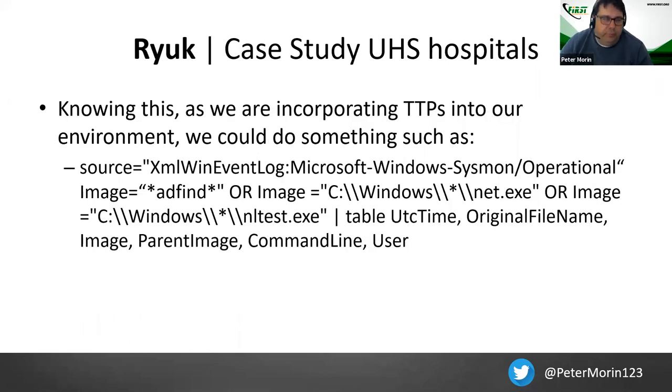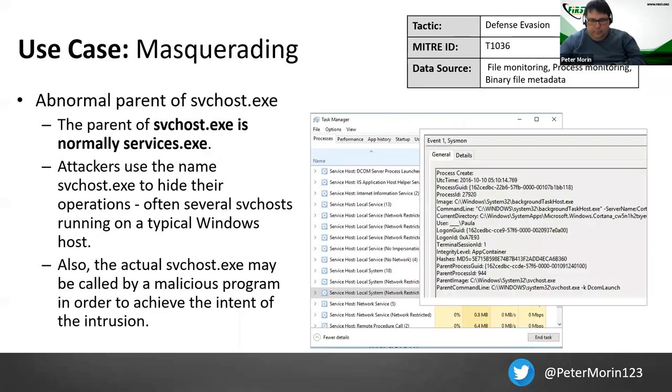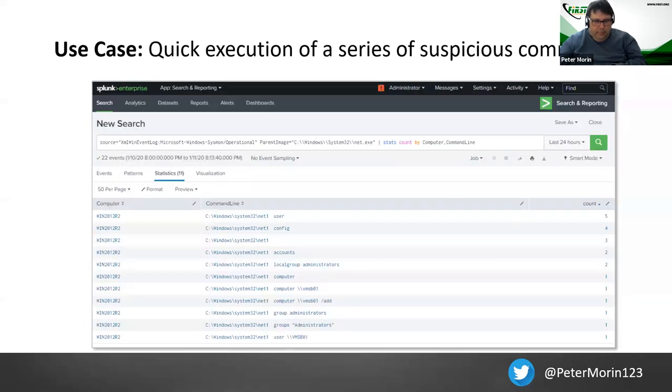So knowing this, we can incorporate these TTPs. We could say here, XML win event log Microsoft Windows Sysmon operational, image equals adfind or image equals net or image equals nltest, in table format. So you can see here, I'm running it and you can see those suspicious net commands that have come up, right?